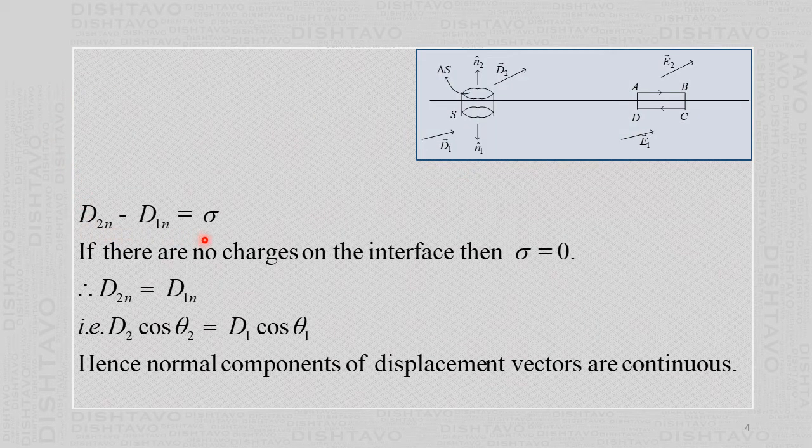This is what we found in the previous slide. Suppose there are no charges at the interface. So here at the interface there are no free charges. So rho is 0. Surface charge density is 0. So if this is 0, then d2n equals d1n. But as we have written earlier, d2n is the normal component of d2, which is d2 cos theta 2, and d1n is the normal component of d1, which is d1 cos theta 1. So the normal components of the displacement vector are continuous. So they have the same value, only one value at the interface. That is the meaning of continuous.